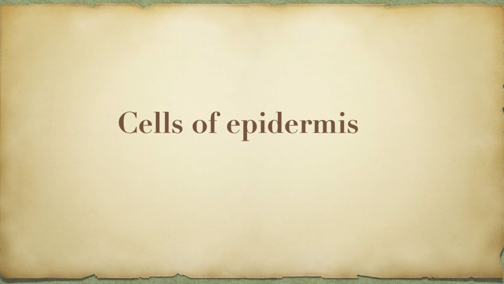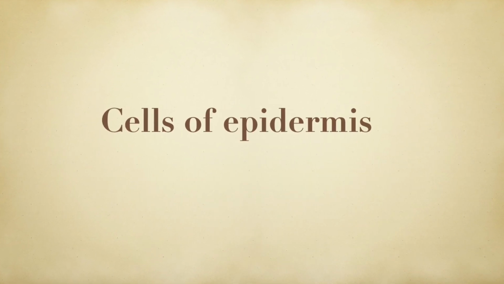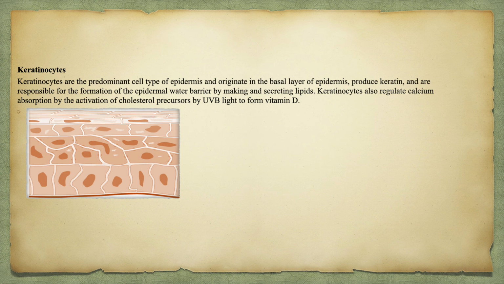Now let's talk about cells of epidermis. Keratinocytes. Keratinocytes are the predominant cell type of epidermis and originate in the basal layer, produce keratin, and are responsible for the formation of the epidermal water barrier by making and secreting lipids. Keratinocytes also regulate calcium absorption by the activation of cholesterol precursors by UVB light to form vitamin D.